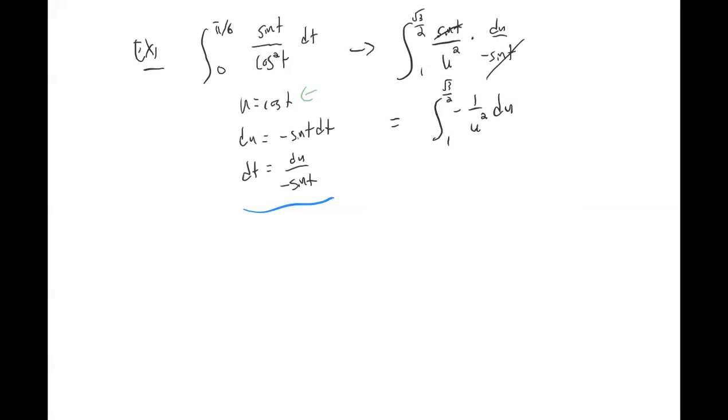And the antiderivative of negative 1 over u squared, if you like, this is negative u to the negative 2. You see that this is just 1 over u, right? The antiderivative, if you work it out. So this is evaluated at 1 and root 3 over 2. So what is that? That's 2 over root 3 minus 1, right?